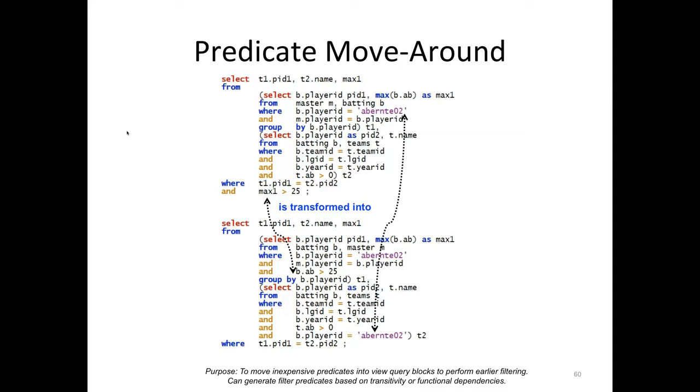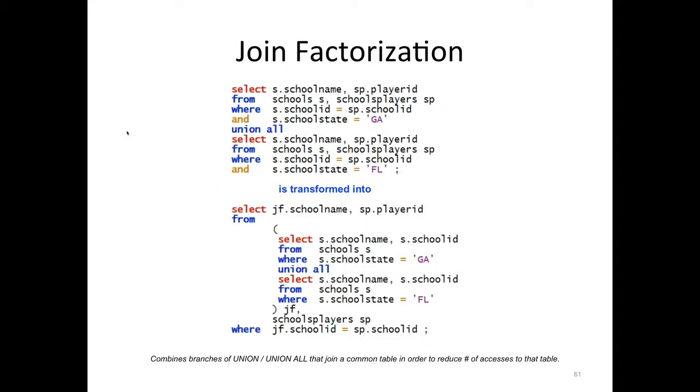The next one is joint factorization. I like this example because it shows a UNION ALL type query where I am querying from a base table called schools. In the top portion of the query, it's asking for Georgia state schools, and in the bottom, Florida state schools. But you'll also notice it's joining to a second table called schools players.